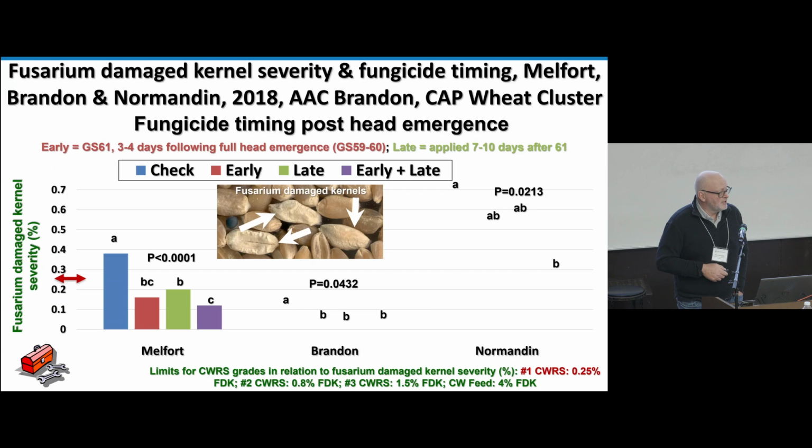So at Melfort, with our check treatment, that blue bar, we had just under 0.4% FDK severity on a weight basis. That red arrow is at 0.25%. So that's the transition from a number 1 to a number 2. So with a single early application, a little bit better, not as good, but not statistically significantly different with the late. But our dual application, so going in 3 to 4 days after head emergence, so the start of anthesis, and then coming back in 7 to 10 days later and topping that up with another fungicide application.